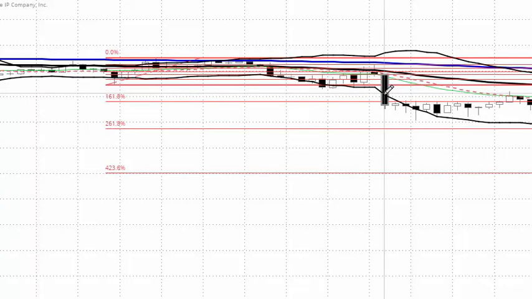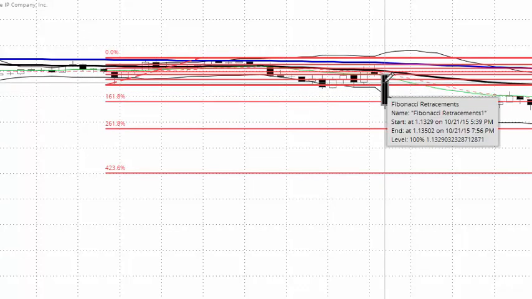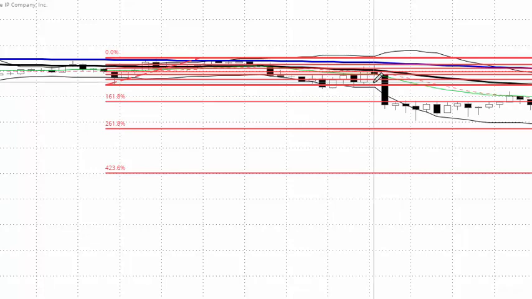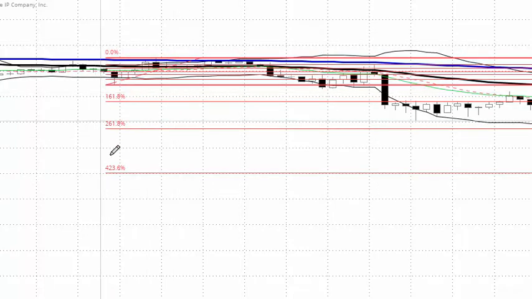1330, so there's 10 pips. So if we entered here, our stop would have to be here for 10 pips. So this might be like a 12 pip stop, okay? And so we would need to make sure there was 36 pips in the game before we could enter this, and our profit target is 423.6.